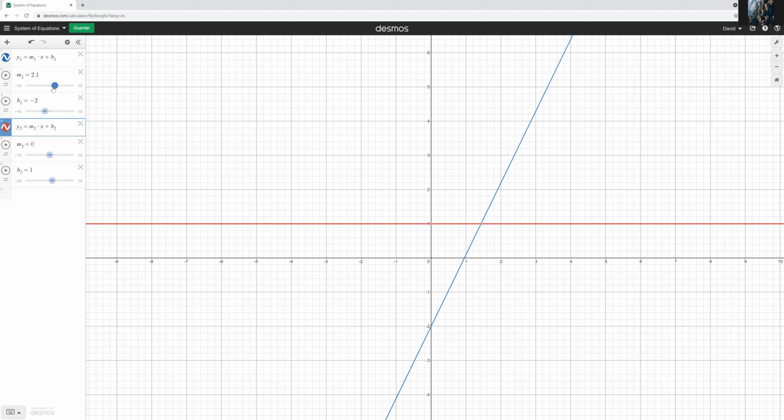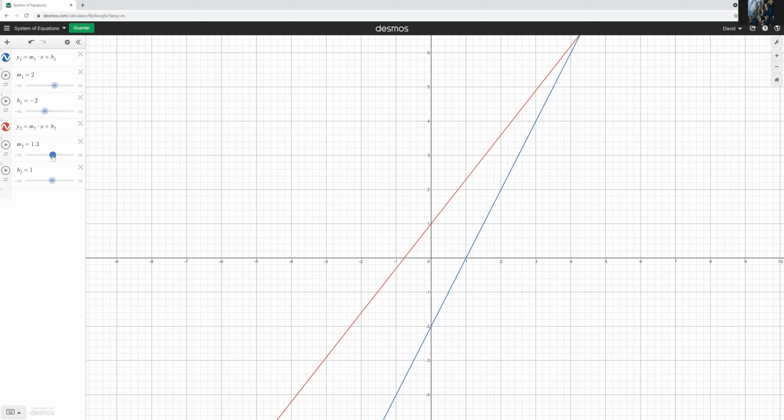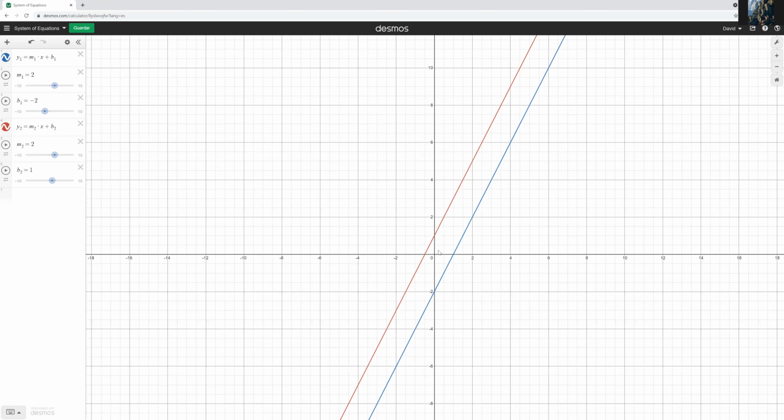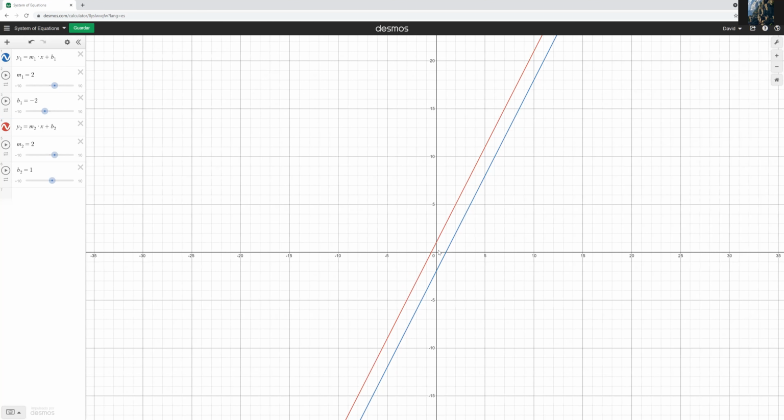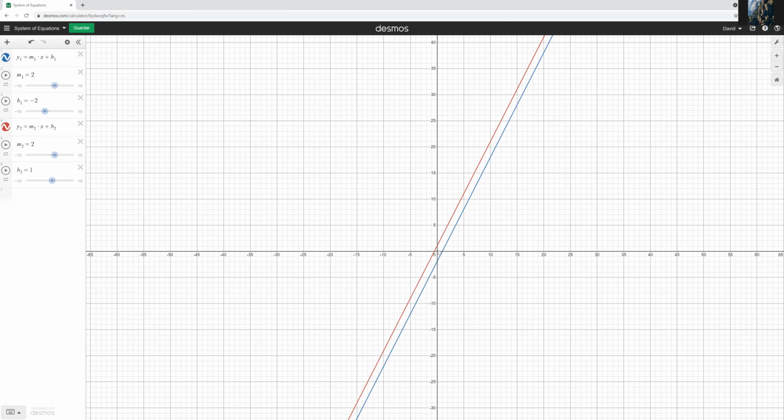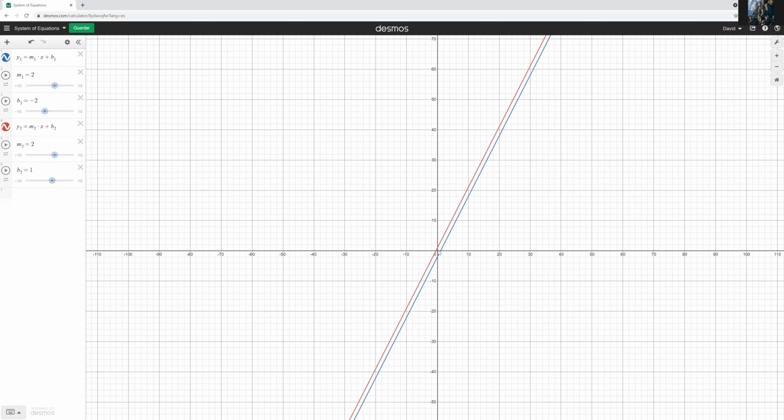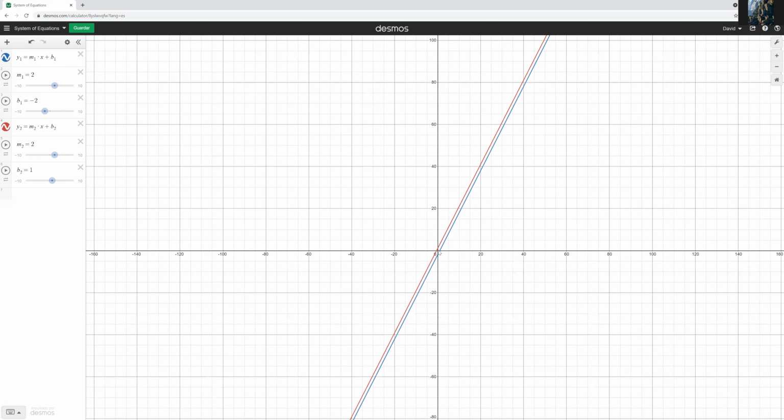But what happens when those two lines have exactly the same slope, like in this case? It doesn't matter where they are located or where they are intersecting the y-axis. These two lines will never touch. They are parallel. They will never cross each other. And therefore, there will not be a solution for this problem.